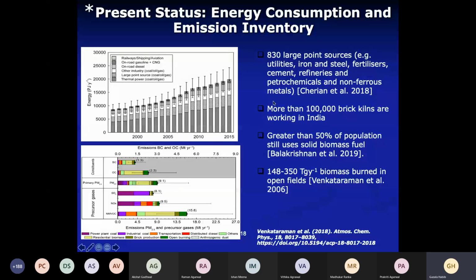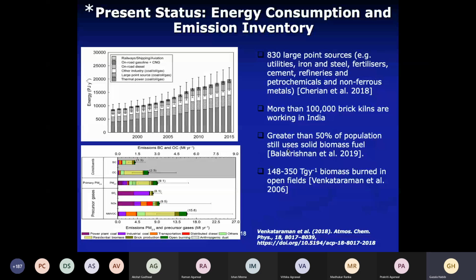Now, here some facts are written. We have 830 large point sources: iron, steel, fertilizer, cement industry, etc. More than 1 lakh brick kilns are working in India. We do not have a complete data set to actually estimate the emission from these brick kilns, and in our group we are doing that.